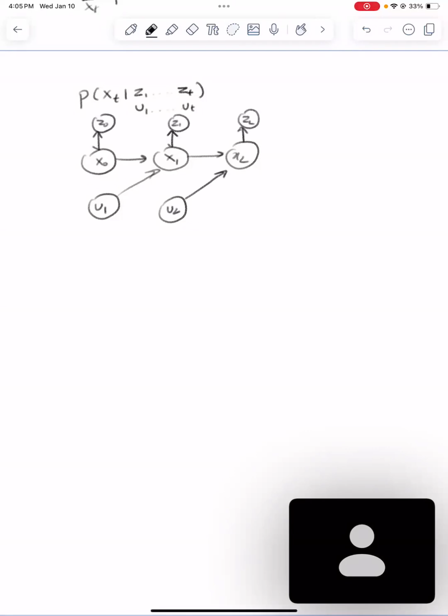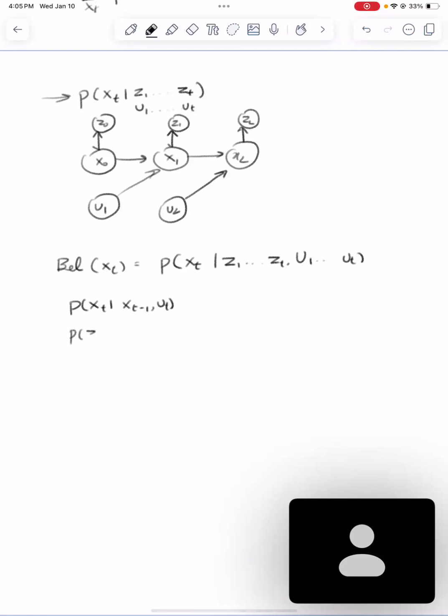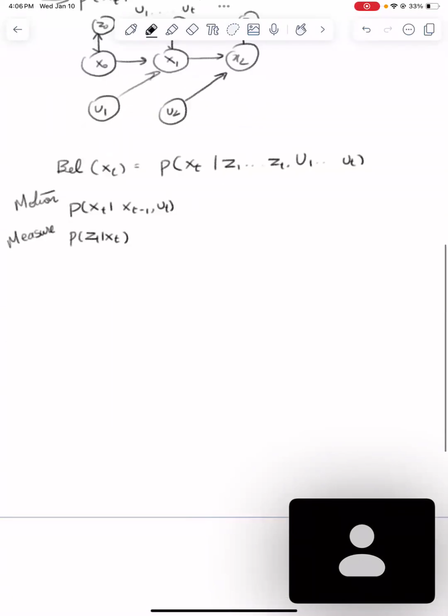We want to figure out this entity. So let's call this belief, right? The belief at xt is defined as P of xt given z1 to zt and u1 to ut. And you want to figure out a recursive equation to compute this in terms of the motion model, which tells you how the world moves, and the measurement model, P of zt given xt. So this is motion, this is measurement. And you want to figure out how to express this recursively in terms of these.